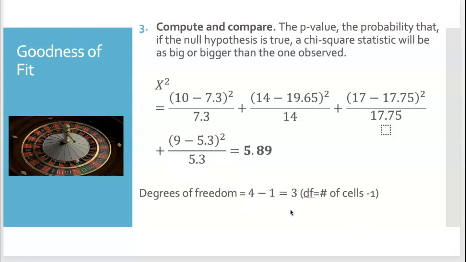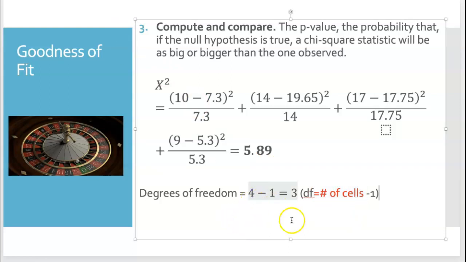So that's the big difference between degrees of freedom in dealing with the population mean and degrees of freedom in dealing with these categorical variables. Here we're counting the number of cells minus something, whereas for the population mean mu, we're doing sample size minus 1. So just keep track of that difference. This is number of cells, so we have 4 minus 1.